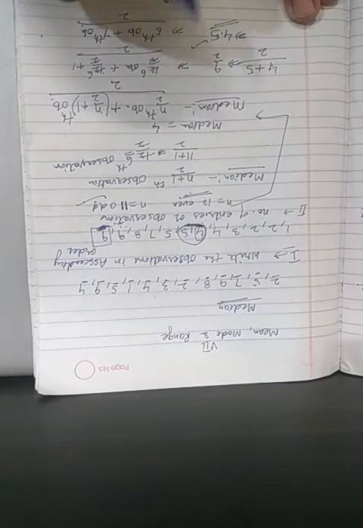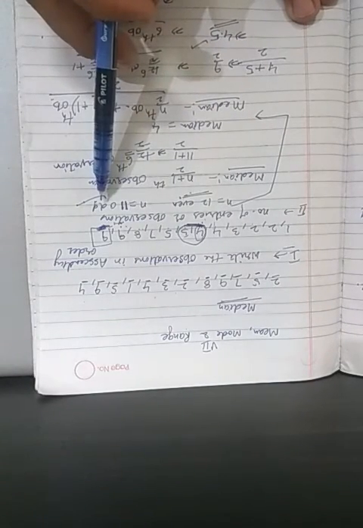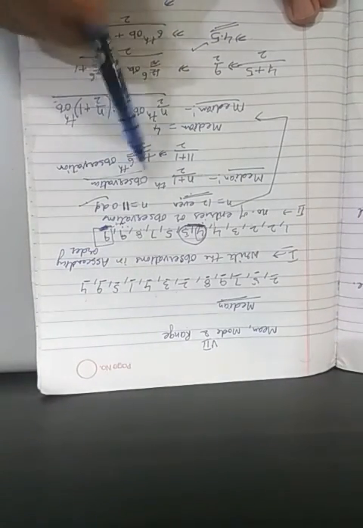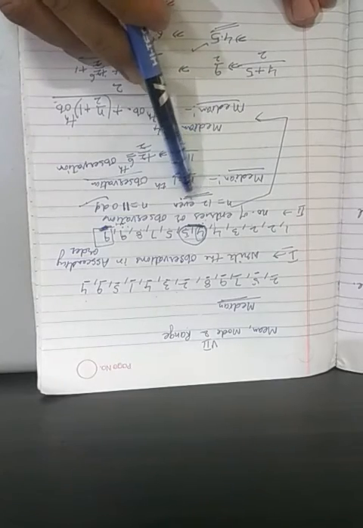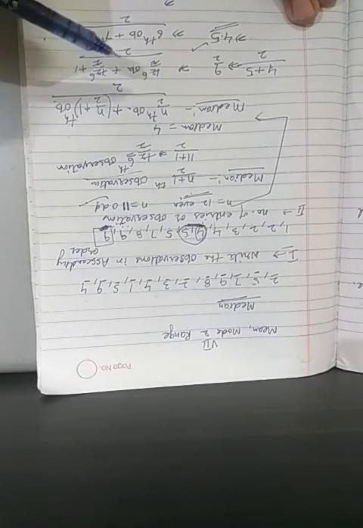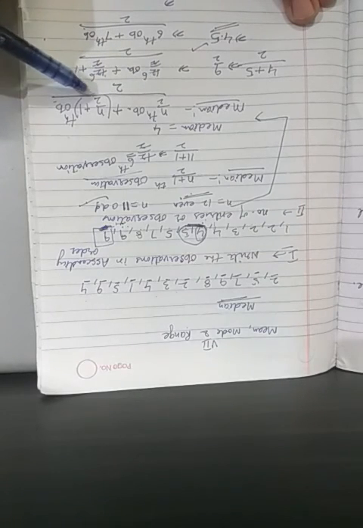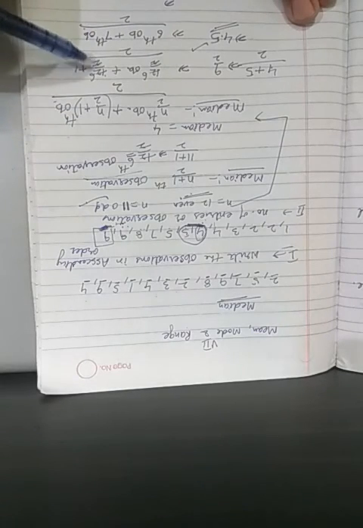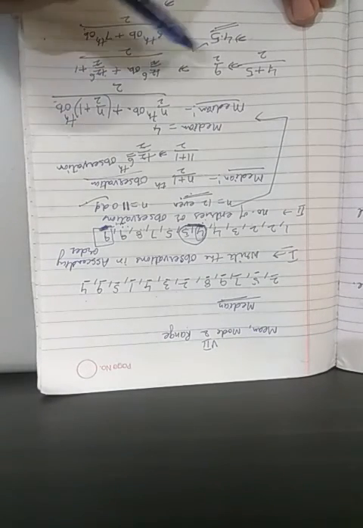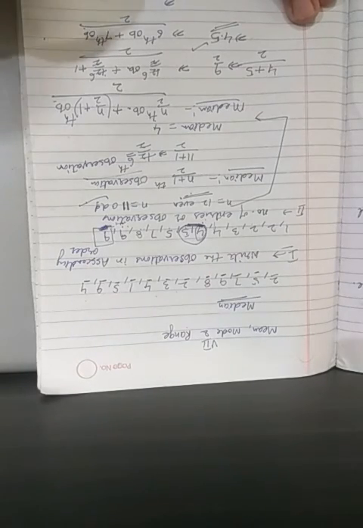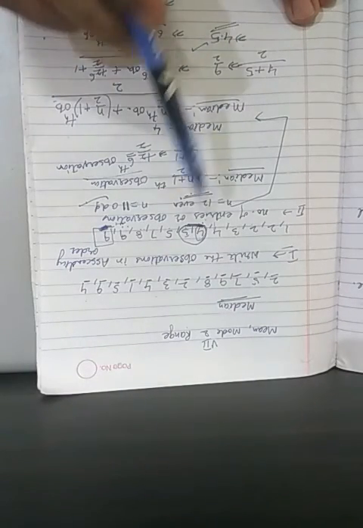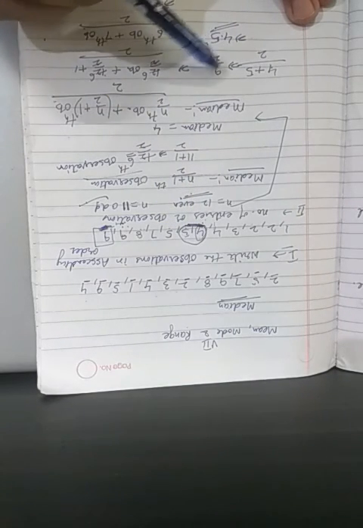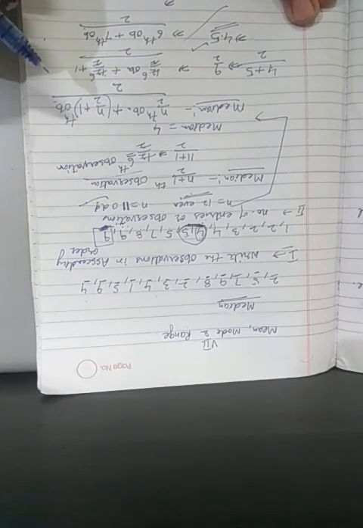If you have an odd number of observations, then the median will be the (n plus 1) by 2 th observation, and if you have an even number of observations, then the median will be the n by 2 th observation plus the n by 2 plus 1 th observation, divided by 2. First of all you will find n by 2: 12 by 2 is 6. 6 plus 1 is 7. Then the 6th observation plus the 7th observation by 2. The 6th observation is 4 and the 7th observation is 5. Then 4 plus 5 by 2 is 9 by 2, which is equal to 4.5.